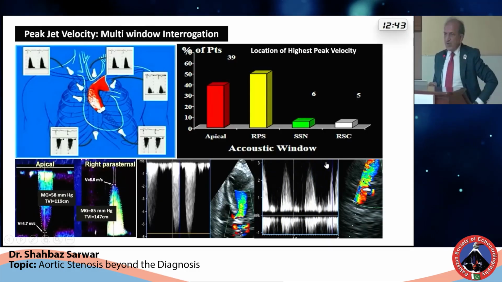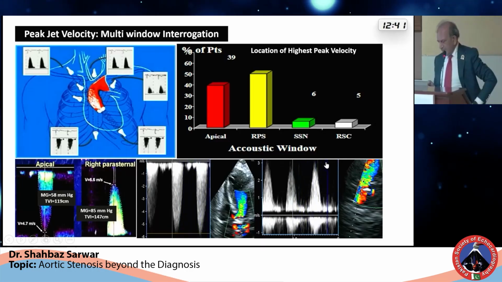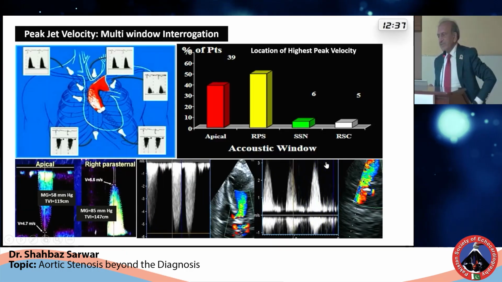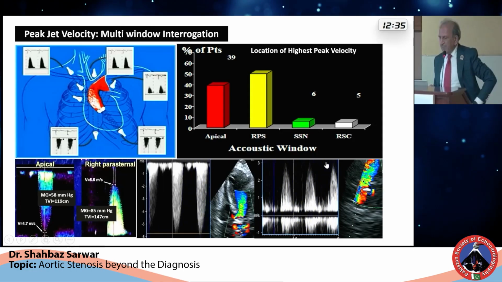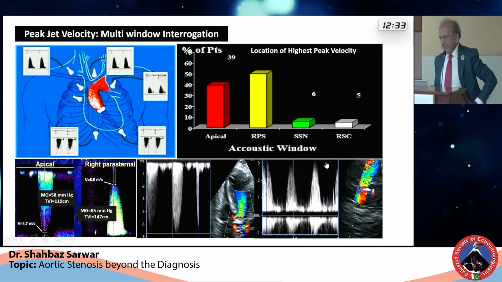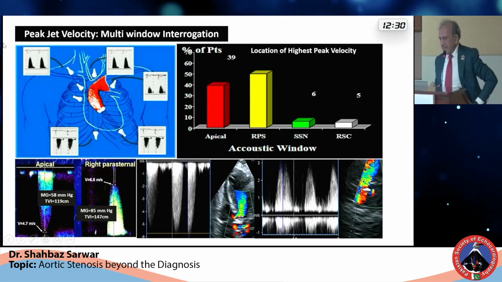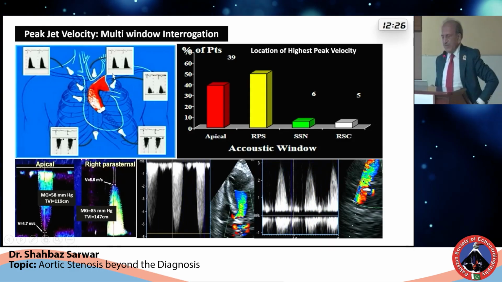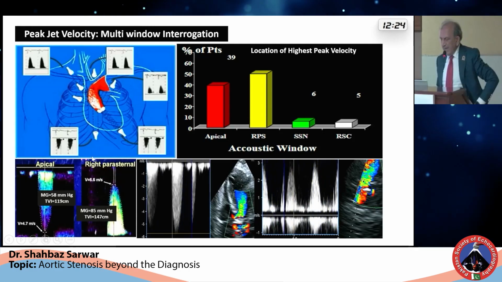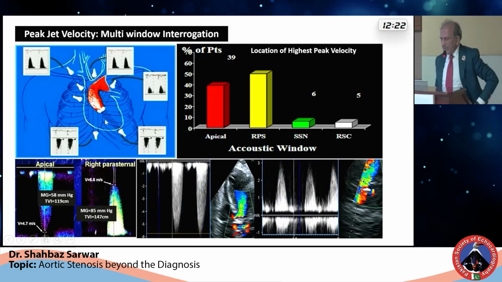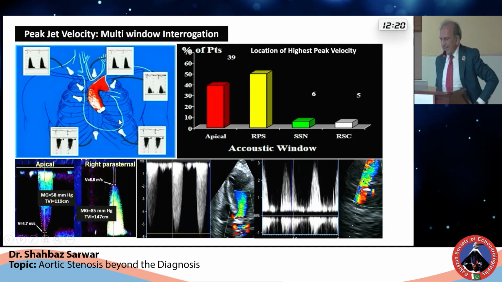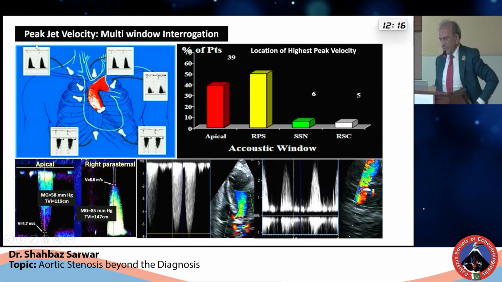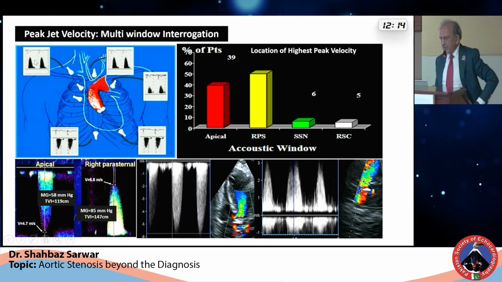Now I would talk about the intricacies of the diagnosis. The most important thing is from where to evaluate the aortic valve severity, and the important thing is multi-window interrogation. You see we can measure the aortic flow from at least 5 windows, or you can have a modified window of your own as well. The peak velocity is not usually in line with the apical window. Most of the time you have to go with the suprasternal or right parasternal window.